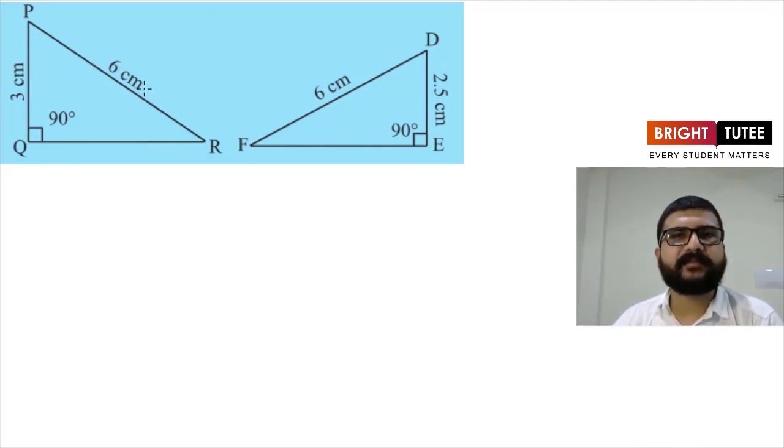Now we need one more side which should be equal. So here PQ is 3 centimeters, but DE is 2.5 centimeters. So it means they are not equal. So the third element, the side which we need to be equal, is not equal here. So it means we can't use the RHS congruency rule here. So we can simply say RHS is not applicable.